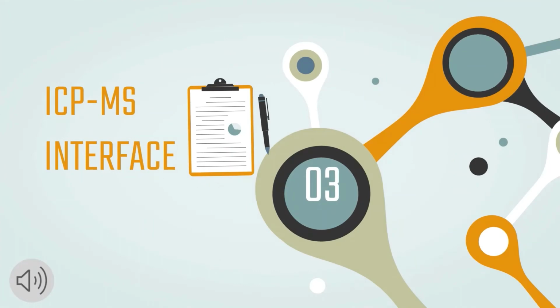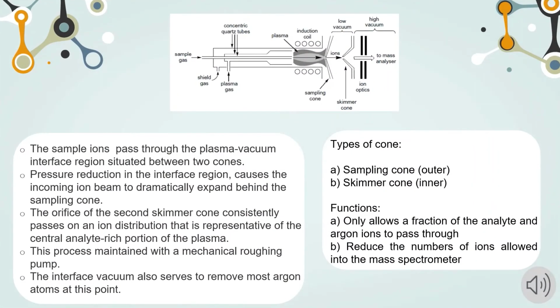Next is the ICP-MS interface. During the process, the sample ions pass through the plasma vacuum interface region situated between two cones. Two types of cone are involved: the sampling cone and the skimmer cone. The sampling cone only allows a fraction of the analyte and argon ions to pass through, while the skimmer cone reduces the number of ions allowed into the mass spectrometer.